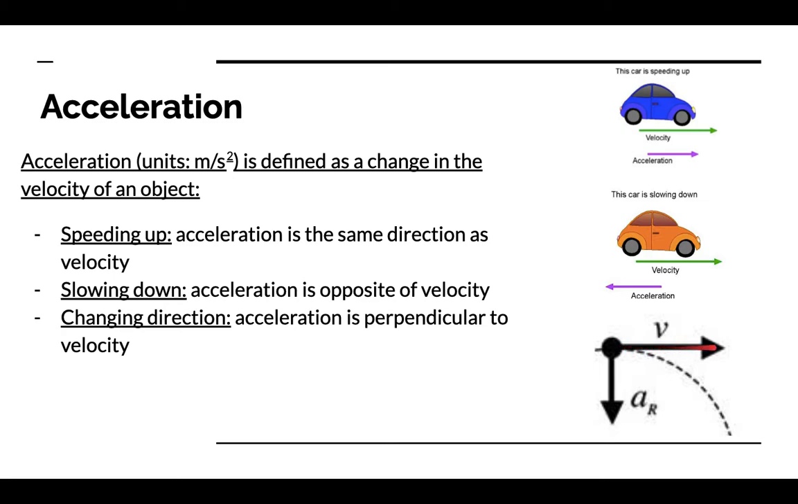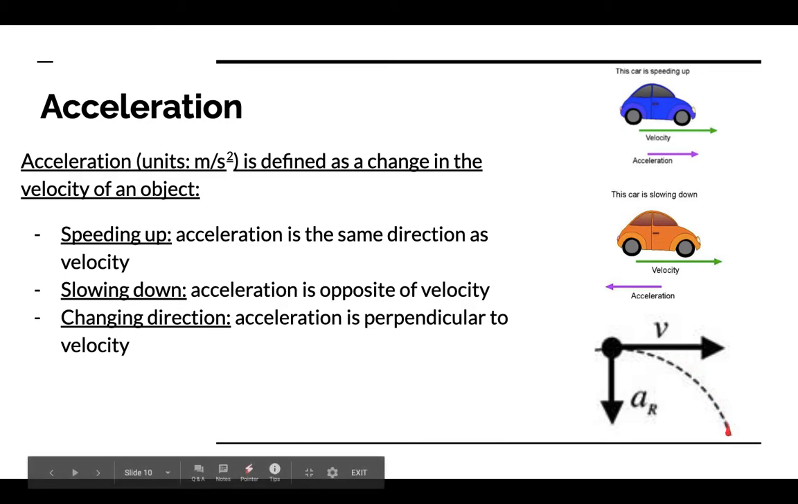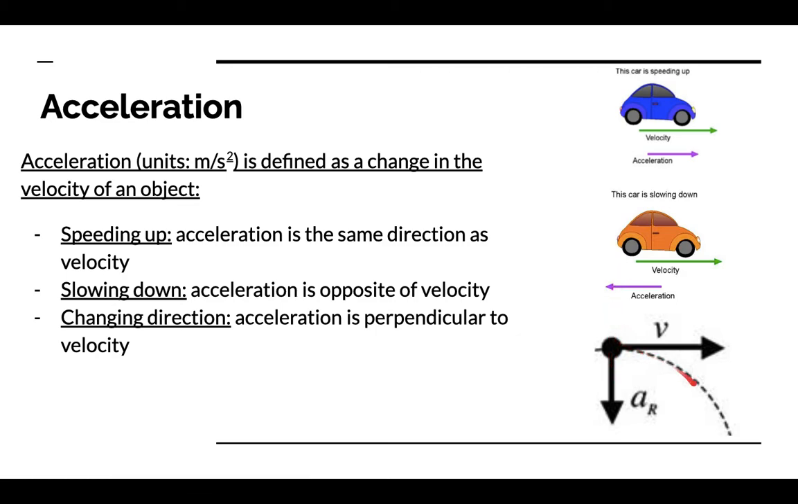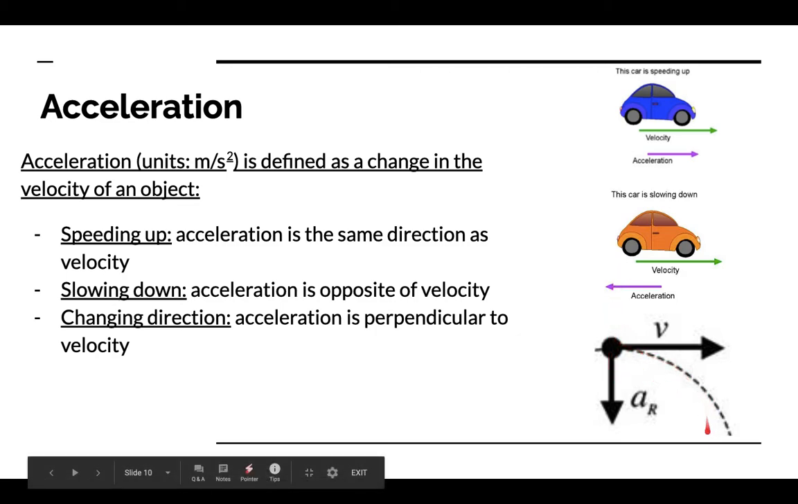So in order to change our object's motion, let's say we want it to start turning down like this, we're going to have to push our car or push our object in the direction that we want it to head, strictly in the downward direction. So in this case, our acceleration has to be pointing downward in order to get our car to start moving downwards.